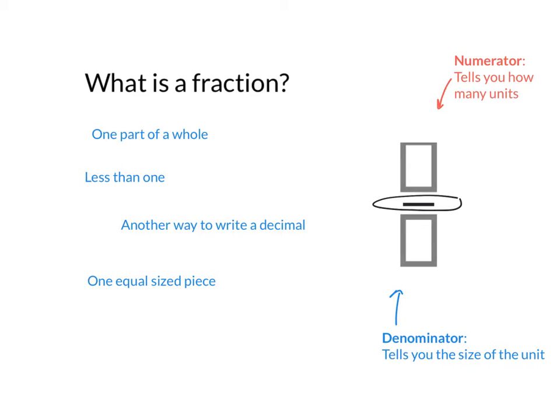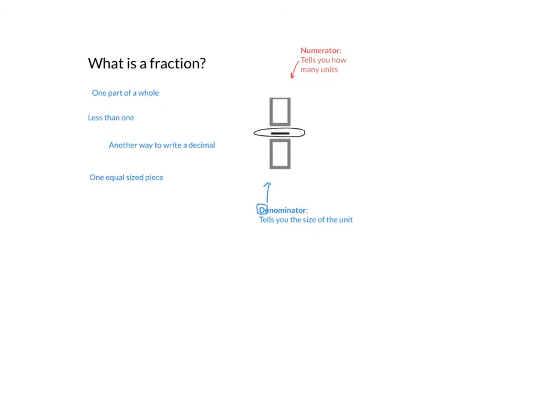So the top part, and I want you to write this down, is called the numerator. It tells you how many of the units you have. And the bottom part is called the denominator. It tells you the size of the unit. I like to think about how the word denominator starts with D, which means it's down below the line. And the numerator is the other one. Okay, so let's put this knowledge into practice.